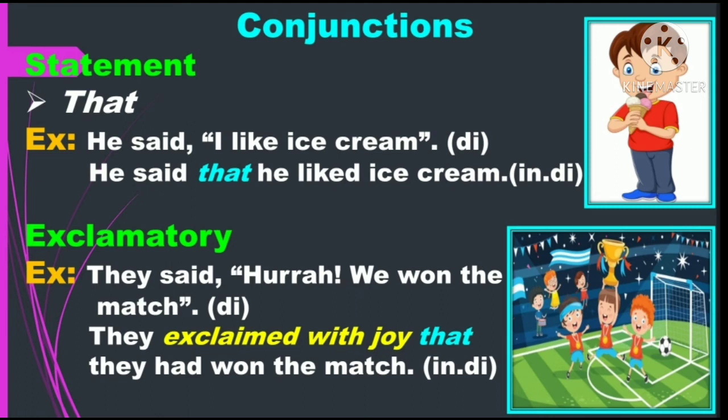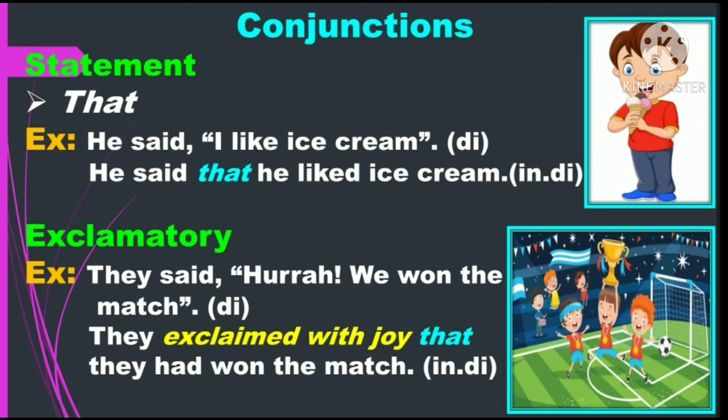And the next one is exclamatory sentence. An exclamatory sentence expresses a state of joy, sorrow or wonder. To change them into indirect speech, specific words like exclaimed with joy, exclaimed with sorrow, exclaimed with wonder are added to the sentence. Like the statement, we are using "that" even for the exclamatory sentence.